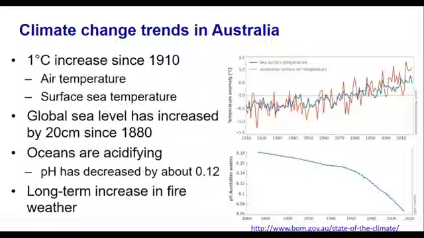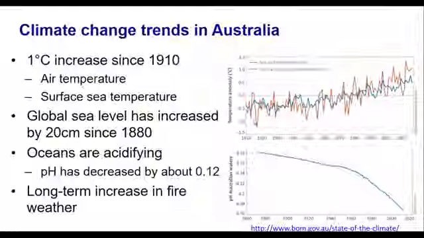I think most people can see that. And this information is based on what is provided by the Bureau of Meteorology. And they do a report every 2 years, and it has a lot of information. So if you're interested in more details, have a look. There's a lot there to get your head around. So this is the sort of thing that's been happening in the last 100 years or so, since we've been having fairly good records of climate data.